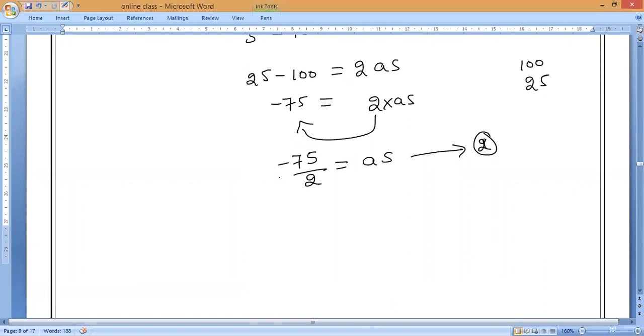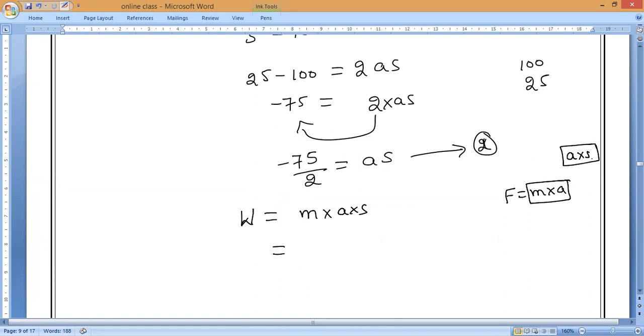What is the mass equal to? 150 kg. Work done is equal to M into A into S. Force is equal to mass into acceleration. If you know mass and acceleration, we multiply. If you know A into S, we can do that also. Is that clear, everyone? That is what we are doing here. So mass is 150, and A into S is minus 75 divided by 2.